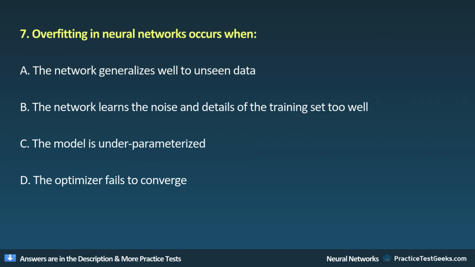7. Overfitting in neural networks occurs when A. The network generalizes well to unseen data. B. The network learns the noise and details of the training set too well. C. The model is under-parameterized. D. The optimizer fails to converge.